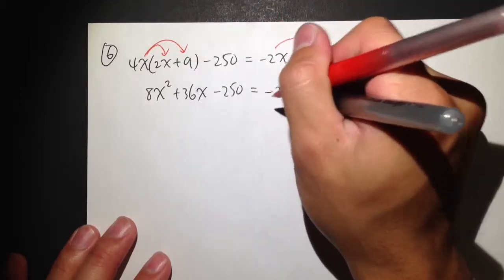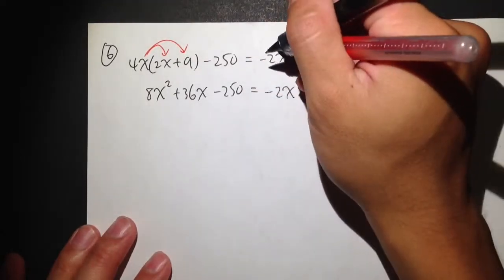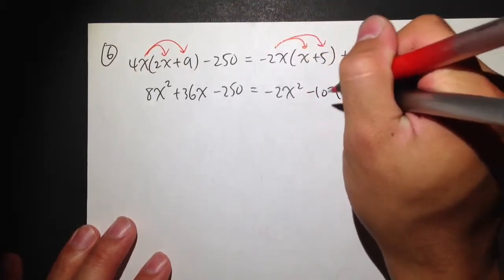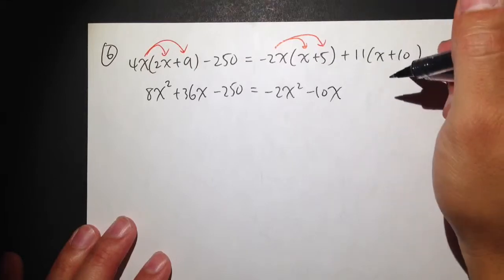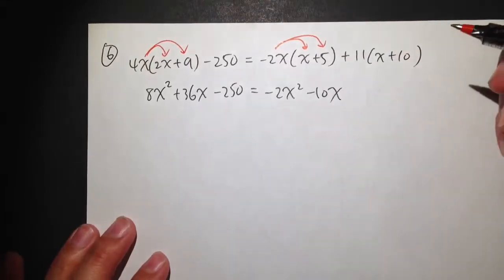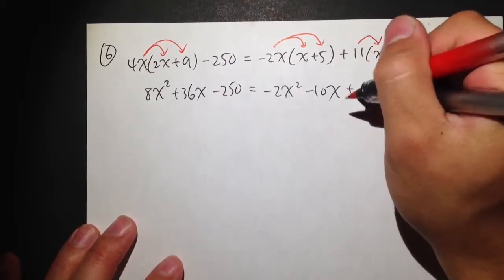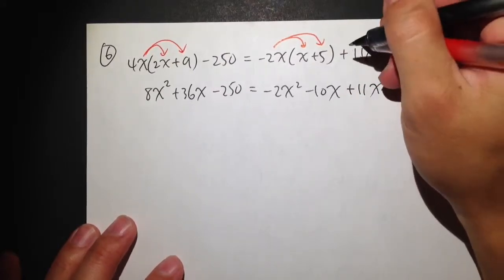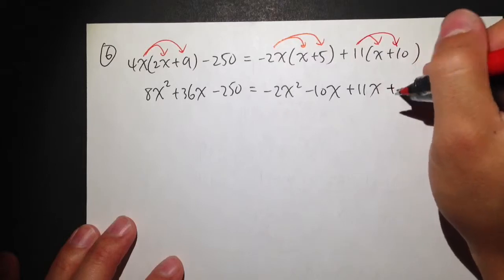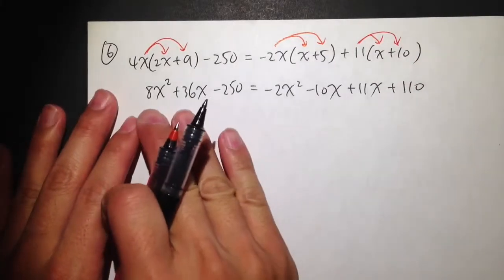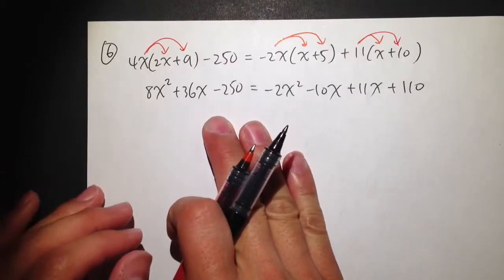I get negative 2x squared. Negative 2x times positive 5, I get minus 10x. And then we'll have one more parenthesis, so we'll just have to keep distributing. 11 times x, I get plus 11x. And then 11 times 10, we get plus 110. So let's see, on the left hand side, we cannot combine like terms.